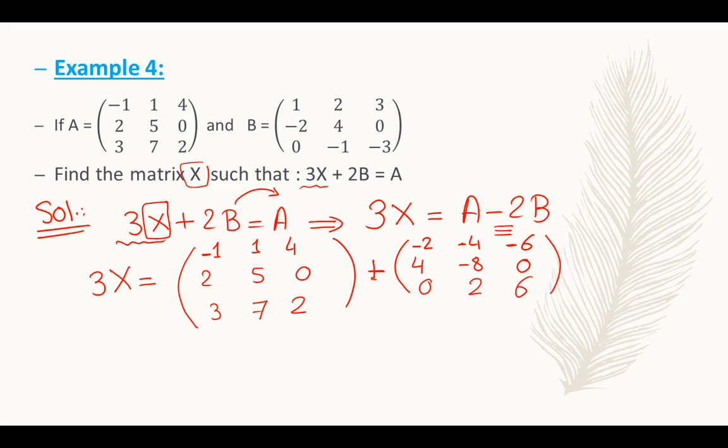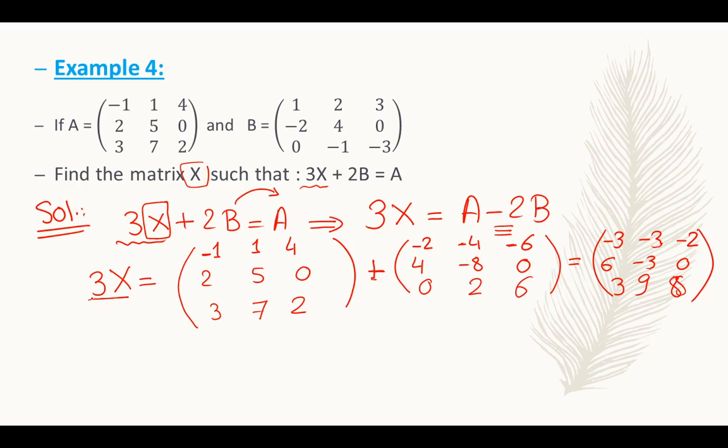Now we are going to add the two matrices together. Negative 1 plus negative 2 is negative 3. 1 plus negative 4 is negative 3. 4 plus negative 6 is negative 2. 2 plus 4 equals 6. 5 minus 8 is negative 3. 0 plus 0 equals 0. 3 plus 0 equals 3. 7 plus 2 equals 9. 2 plus 6 equals 8. You can see that it's a very easy example.